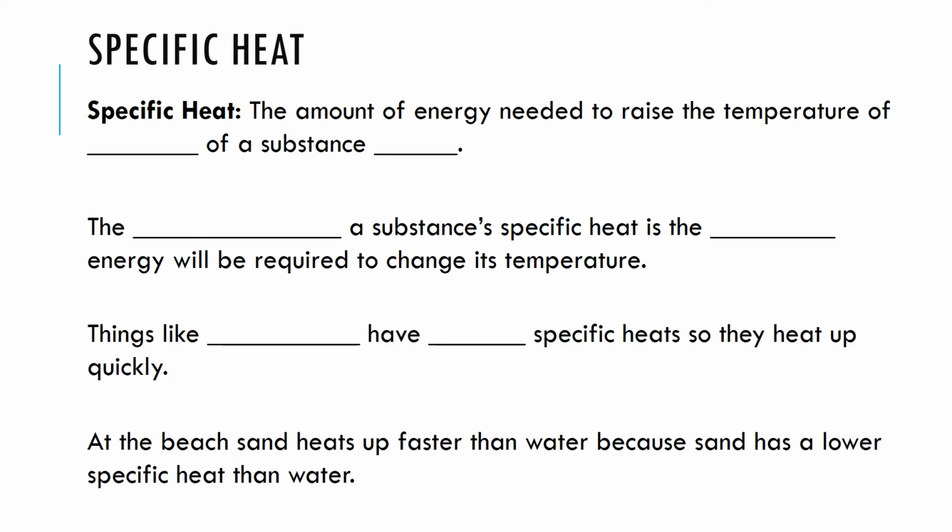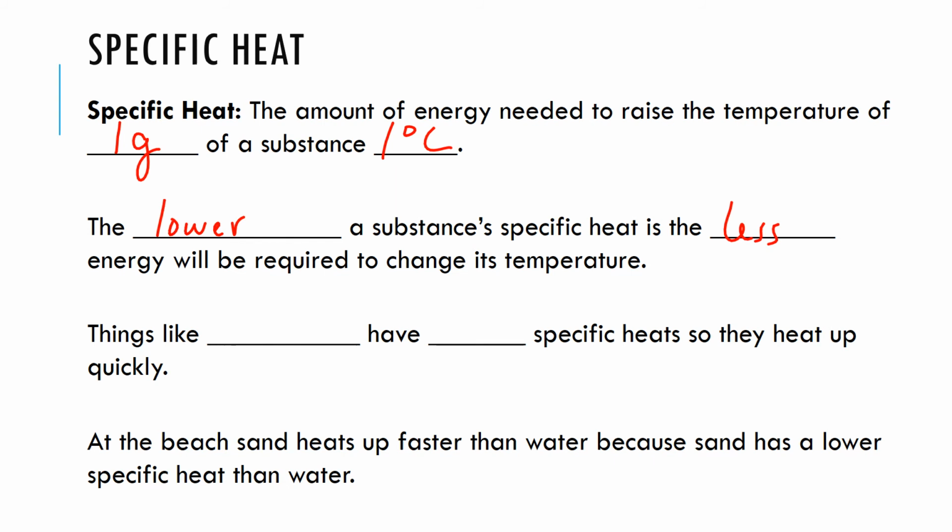All right, finally, specific heat. Specific heat is the amount of energy that is needed to raise the temperature of 1 gram of a substance by 1 degree Celsius. All right, so that means the lower that something's specific heat is, the less energy will be required to change its temperature.